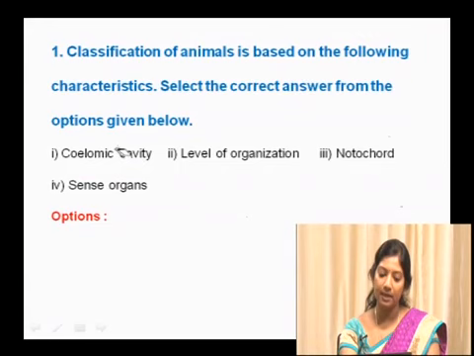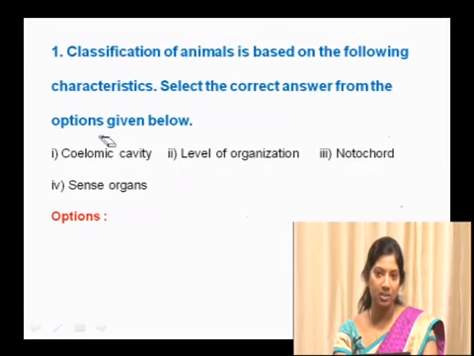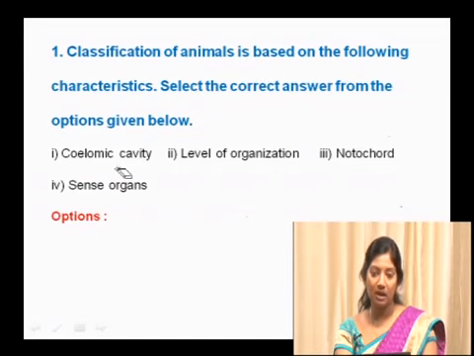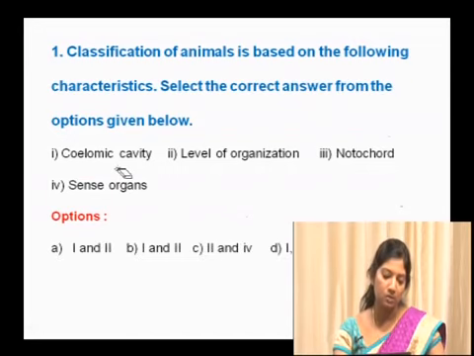So one among them is the coelomic cavity, another one is level of organization, then we take into account what is called notochord, but sense organ is not considered to be a fundamental or basic feature which is used in classification. So let us see the options.